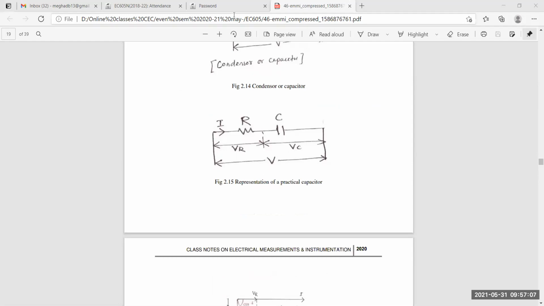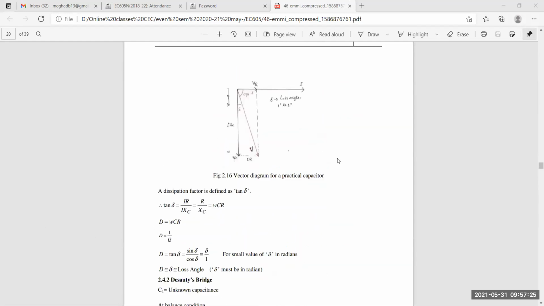It's a picture of a practical capacitor. See, a resistance has been connected with the capacitor and voltage VR is there. The voltage across C is there. This is the total voltage. So it's written here, the representation of a practical capacitor.